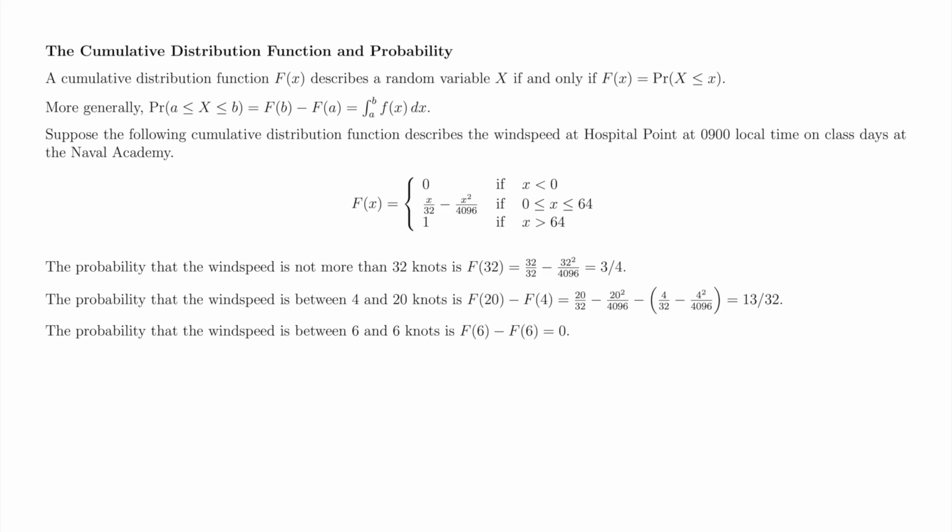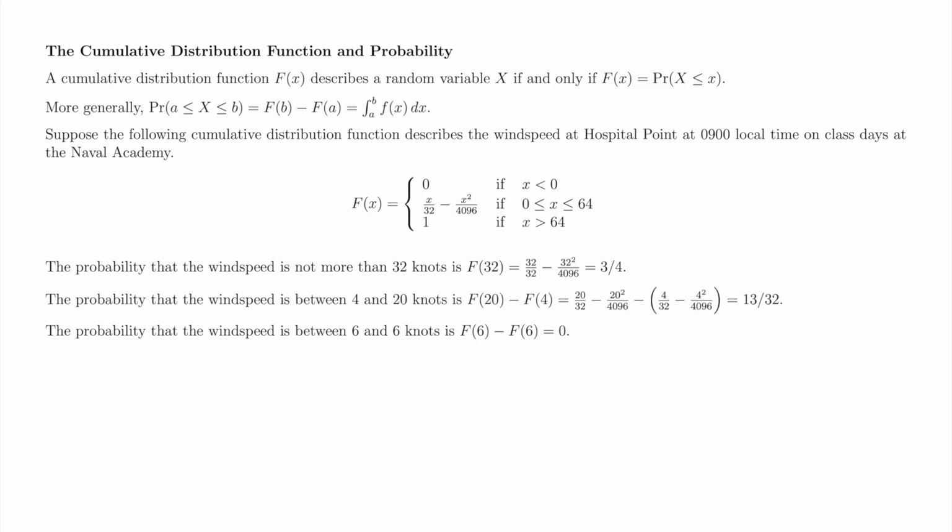Now we appear to have a problem. There's nothing special about our choice of 6. For any number k, the probability that the wind speed is exactly k knots is 0. On the other hand, the wind speed has to be some number. We could go out to Hospital Point and measure it. Suppose we go out and measure 6 knots. A probability 0 event has occurred. How should we understand this?